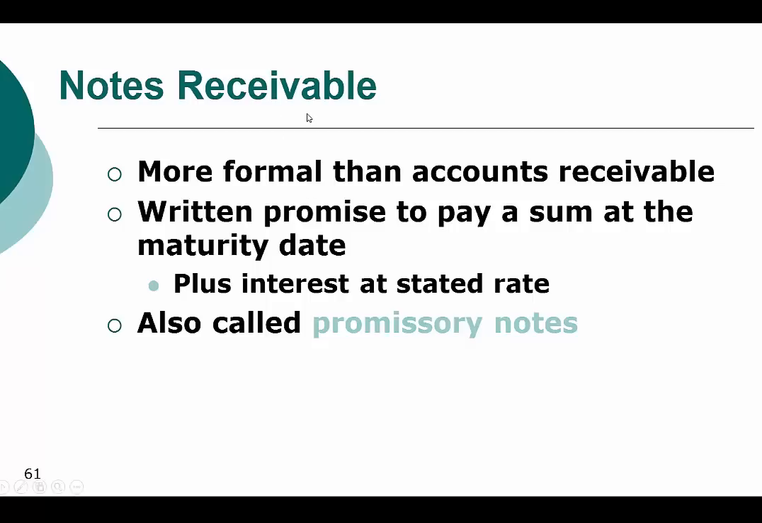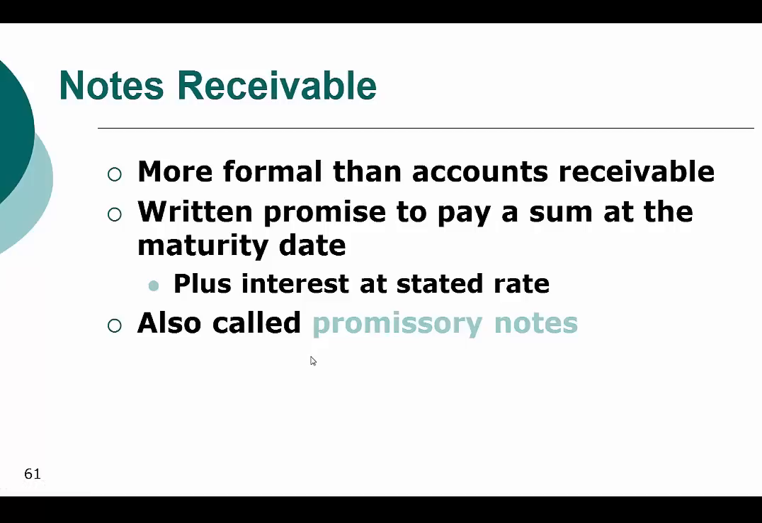So we talked about accounts receivable. Now we'll move to notes receivable, which is a more formal agreement, and it's usually written where we've lent either an individual or another organization some money, and they promise to pay us back, so we're the ones that are actually going to receive it. It is a receivable, so we would be receiving the money back. So we would have a written promise from them to pay us back at the maturity date with interest at a stated interest rate. These are also called promissory notes.